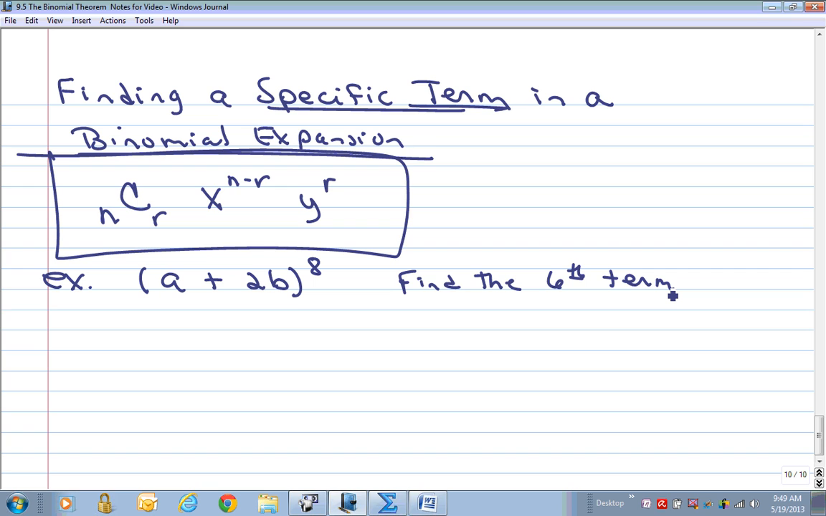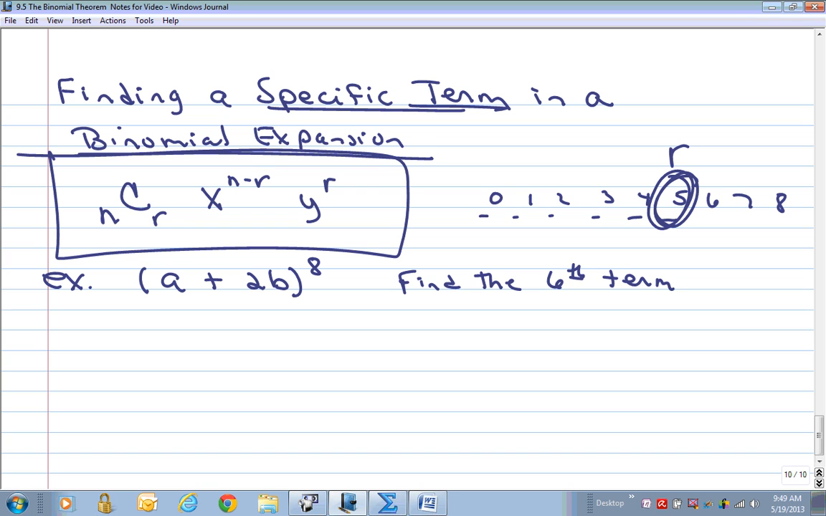Well, finding the 6th term really is the 5th term on our row, because our rows start with 0. So if it's 0, 1, 2, 3, 4, 5, and if it's the power of 8, we would have 6, 7, 8. But if you count from 0, that's 9 terms. We want to find the 6th term, so 1, 2, 3, 4, 5, 6, where our r value is really 5. That's just a little tricky. You just have to know that, think about that pattern, and remember that it starts at 0.